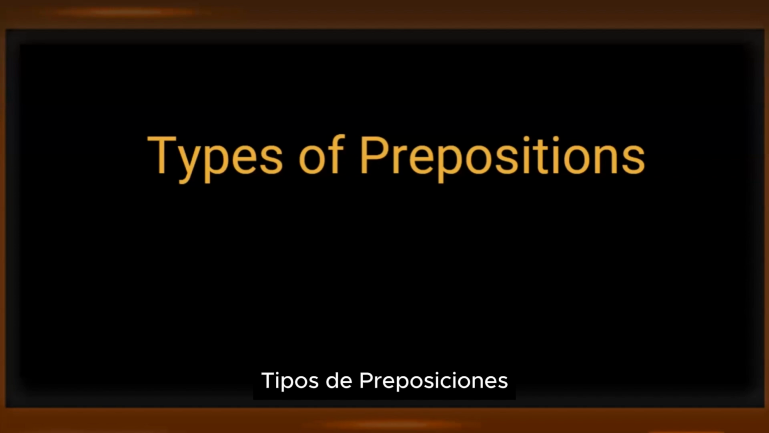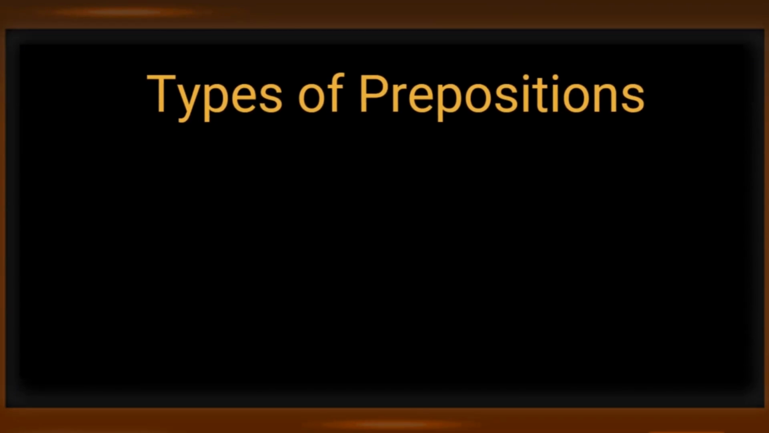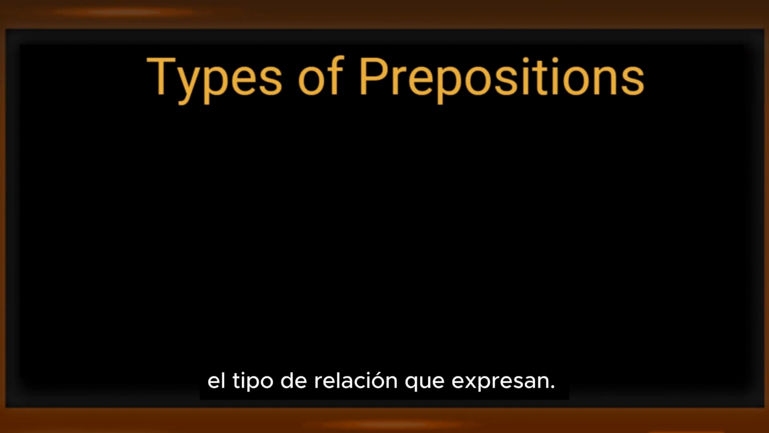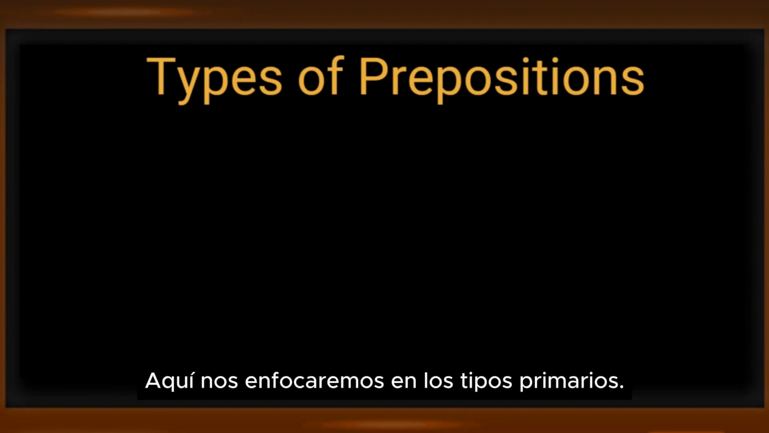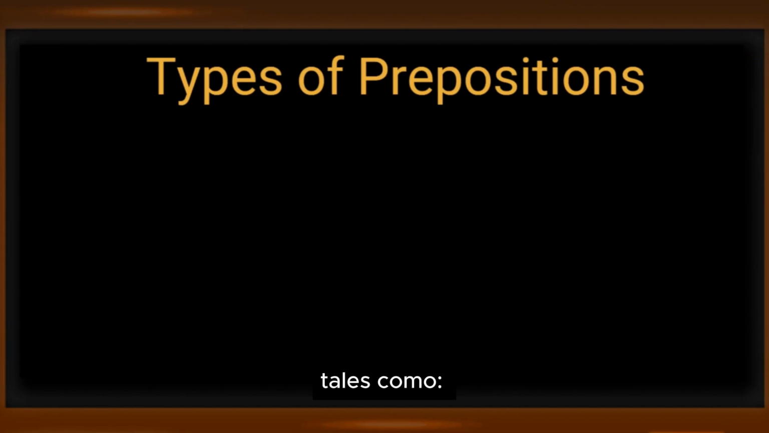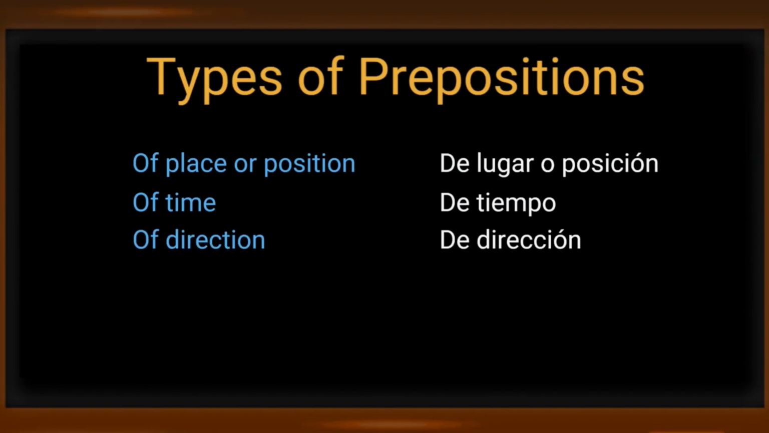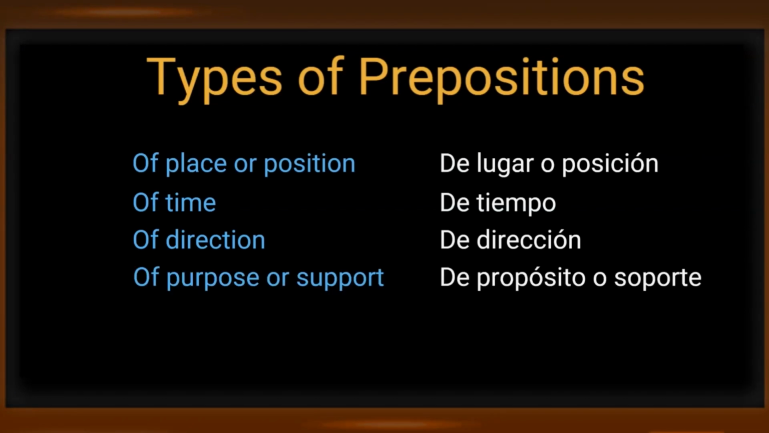Types of prepositions. Prepositions can be categorized based on the type of relationship they express. Here, we'll focus on primary types, such as prepositions of place or position, prepositions of time, prepositions of direction, prepositions of purpose or support.